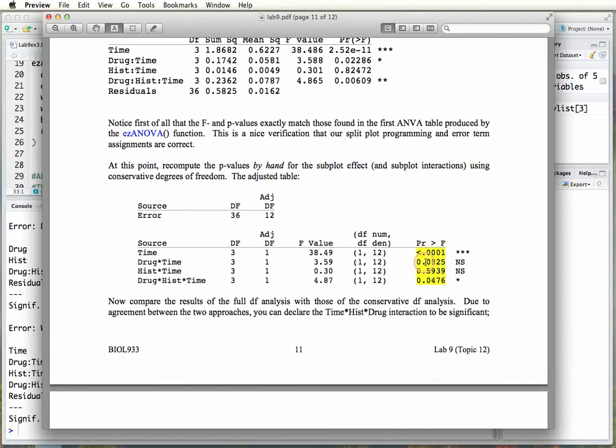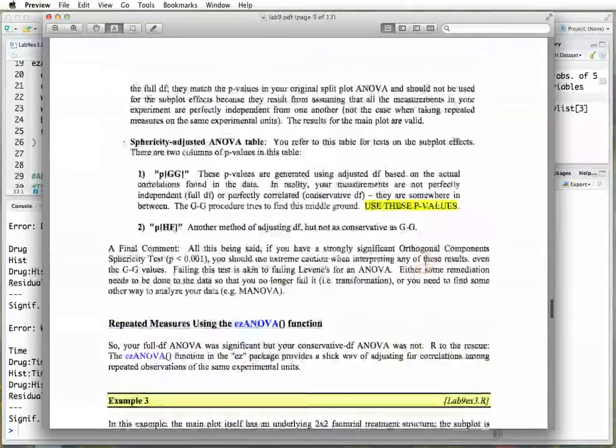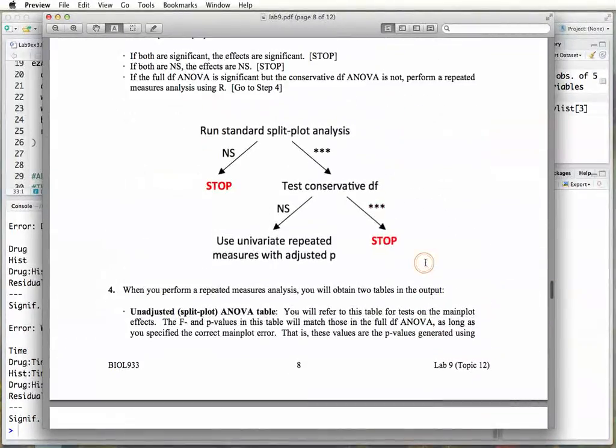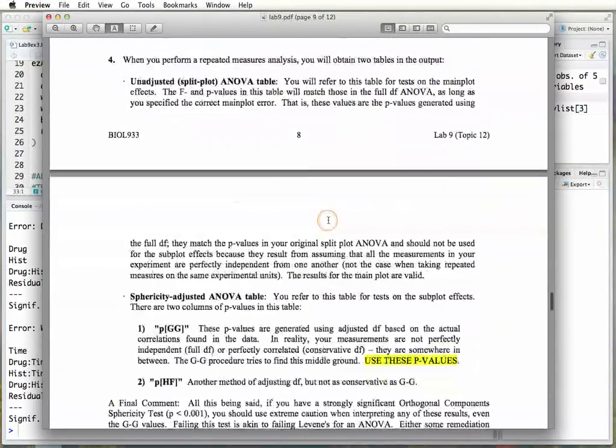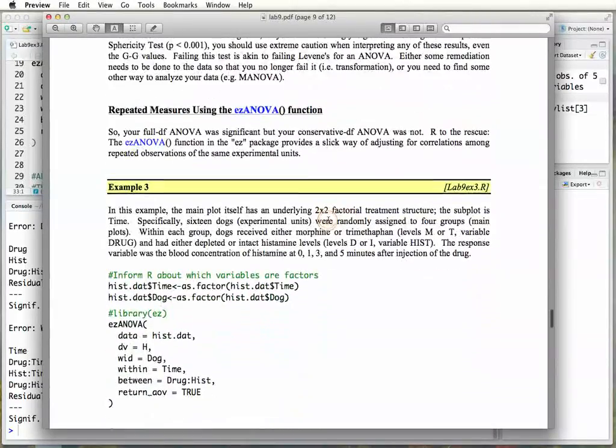And so this is what motivates going into a repeated measures analysis, in which we try to use the covariance structure itself to correct for the degrees of freedom in not such a severe way as a conservative degree of freedom correction will do. So at least for some effects in our study, we had significance under a standard split plot, but we lost significance under a conservative degree of freedom. And so that's what we're going to look at, this repeated measures approach using the ezANOVA function within R.